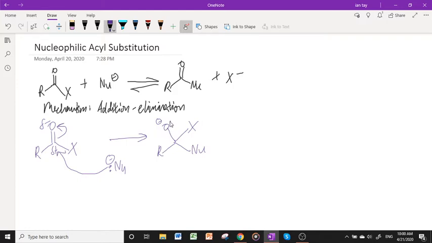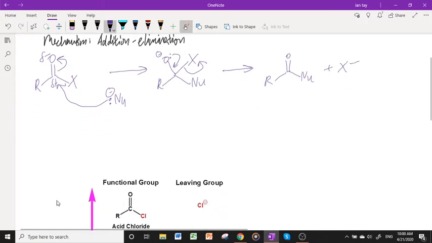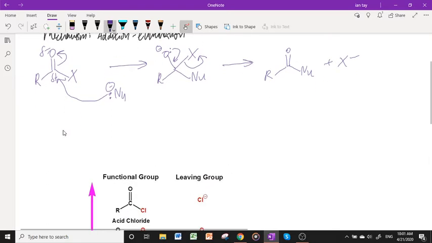And then the next step would be the reformation of the pi bond and the leaving of this leaving group over here. So an example would be the hydrolysis of acyl chloride, where X would then be Cl, and then this leaving group will be Cl minus, and the nucleophile would be a water molecule.